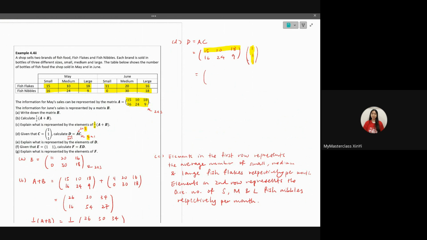So for the first row, first column entry in your 2 by 1 matrix, this is going to give you 15 times 1 plus 10 times 1 plus 18 times 1. Then your second row, first column entry is going to give you 16 times 1 plus 24 times 1 plus 9 times 1. Then this is going to give you your 2 by 1 matrix, 43 and 49.